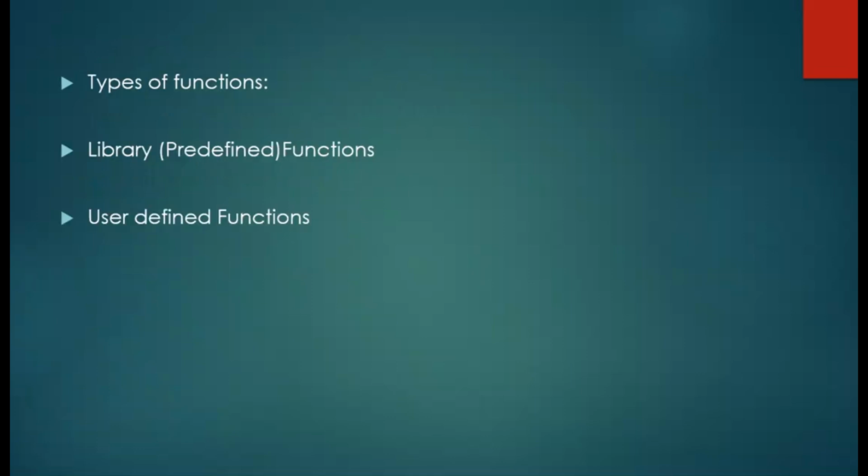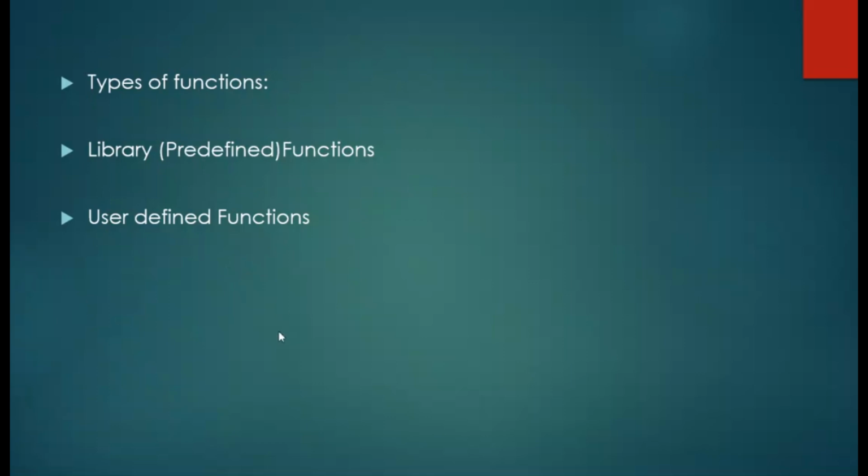Now basically there are two types of functions. The first is called library functions, which are also called predefined functions, and the other is called user defined functions. Predefined or library functions are provided by C libraries, for example printf and scanf. User defined functions are custom functions which are created by the programmer for some specific needs or specific applications.